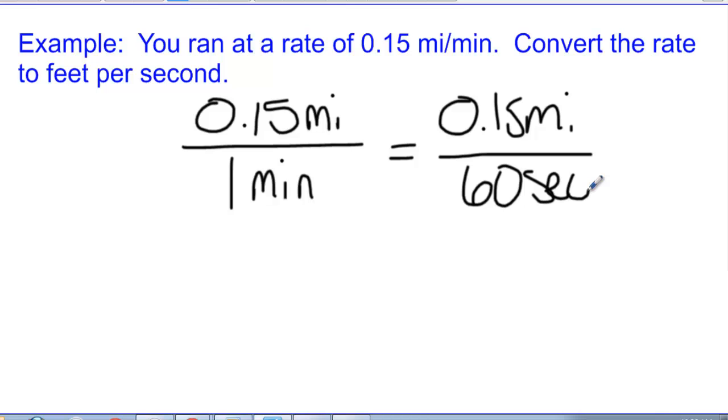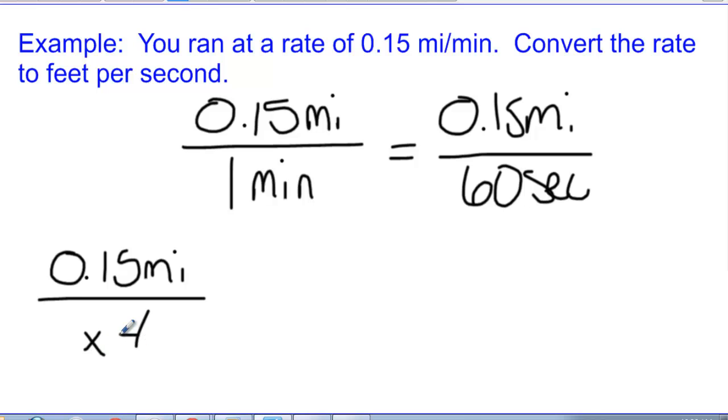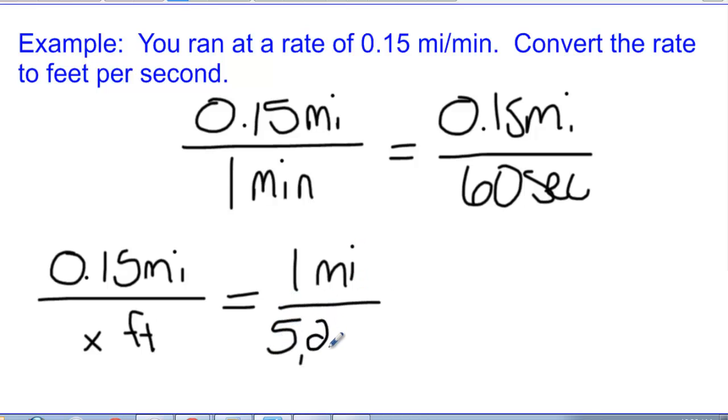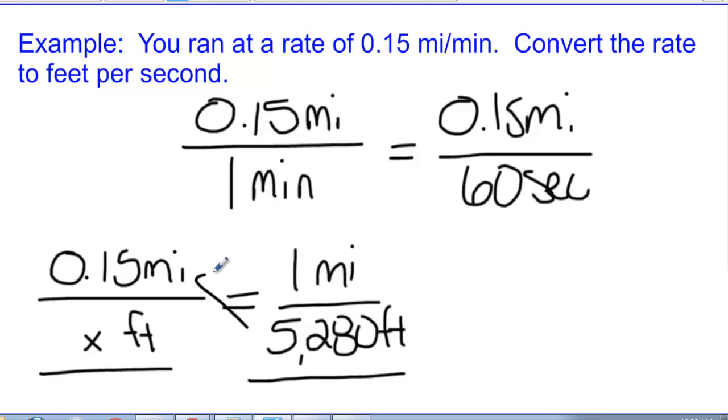So if I have 0.15 miles, and I want to know how many feet that is. And so I'm going to put that over here, and I need to think about my conversion factor. I know, and I could look this up or look in the book, that 1 mile is the same as 5,280 feet. And again, I'm being very sure that I have feet across from feet and miles across from miles in my proportion.